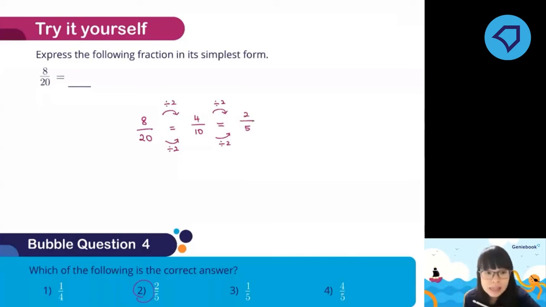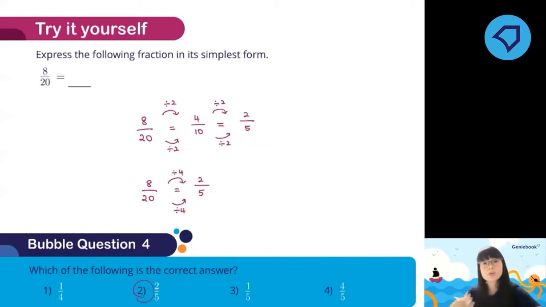And then you realize that 8 and 20 also appear in your 4 timetable. So when we take 8/20, we divide it by 4, divided by 4. 8 divided by 4 is equals to 2. 20 divided by 4 is equals to 5. You realize that, oh, it's also 2/5. Yes, if you divide by 4, it is shorter. If you can divide by a bigger number, you will save a bit of time.